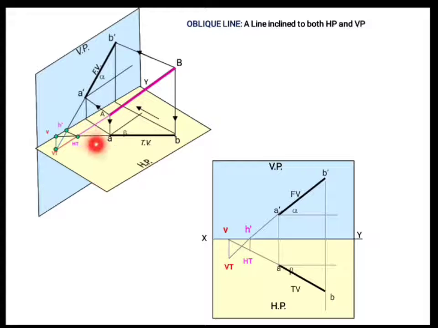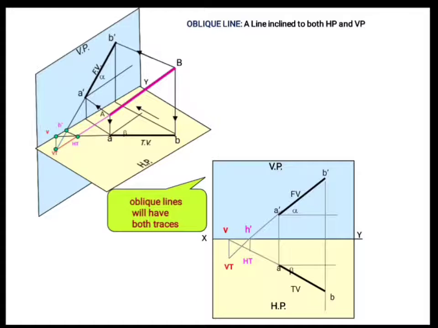H dash and HT will be on the same horizontal projector on the horizontal plane, and V and VT will be on the same vertical projector on the vertical plane. When we are rotating this horizontal plane in the downward direction, the view obtained will be like this. Oblique lines will have both horizontal and vertical traces.